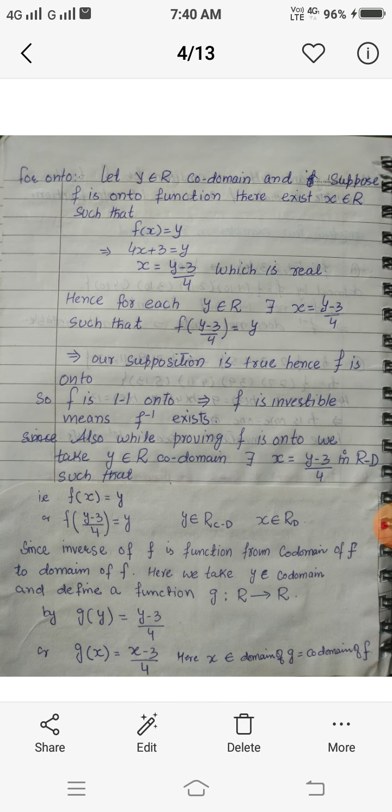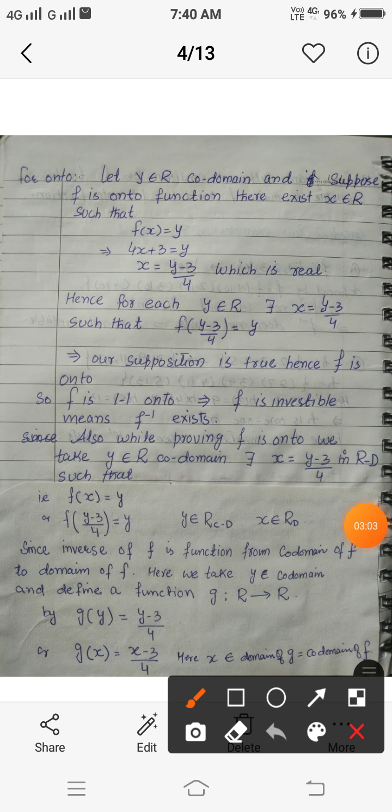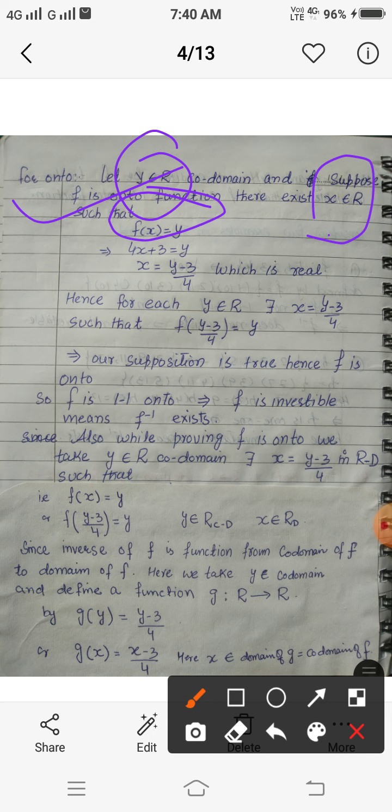Now for onto: onto means each and every point from the codomain is in the image set, or range set. Let y belong to R, the codomain, and suppose f is onto. Then there should exist x in the first R such that f(x) = y. Here f(x) is defined by 4x + 3, which equals y. We know y but we don't know the behavior of x.